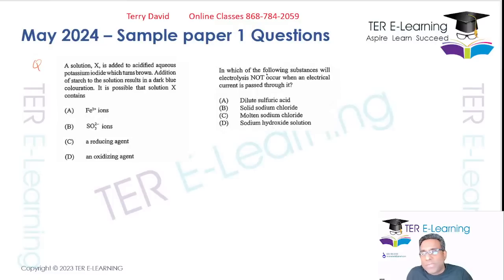What was the last one here? 53, and question 54. Right, question 53 here, guys. What is the answer for this one? Solution X is added to acidified aqueous potassium iodide, which turns brown. Addition of starch to the solution results in a dark blue coloration. It is possible that X contains what? Question 53.